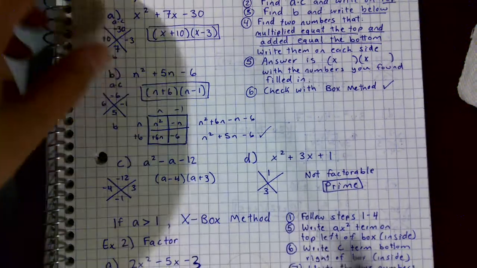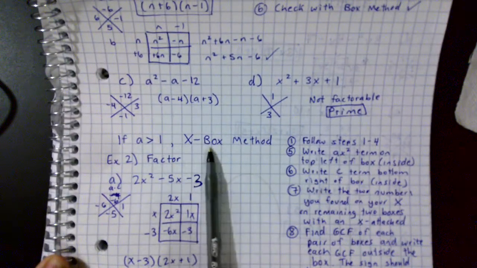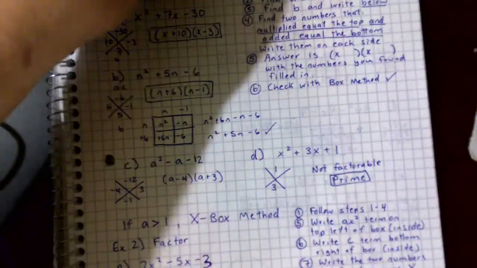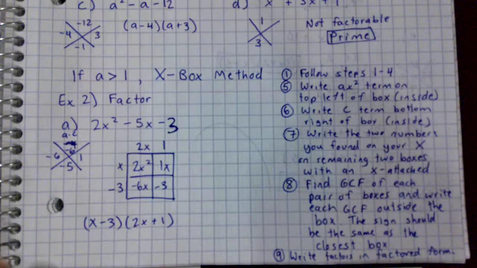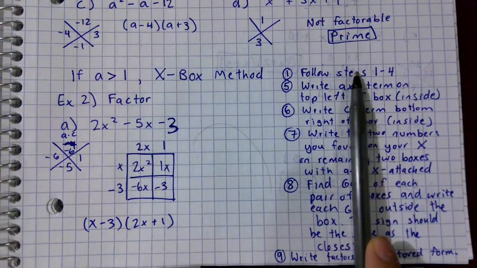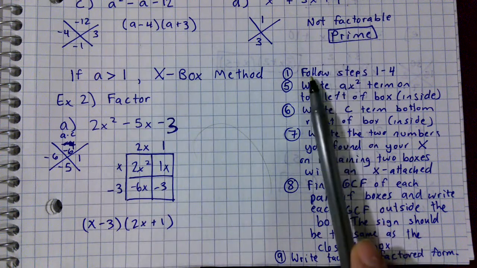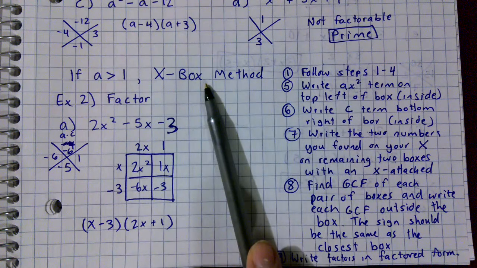Now, if a is greater than 1, then we're going to do the Xbox method. Notice how first we had the X method, and now this one is the Xbox method. So the Xbox method has an additional step. We're going to follow the same steps that we did before, but instead of writing our answer immediately after we do our X, we have to do an additional step, which is called the box method. So let's take a look.